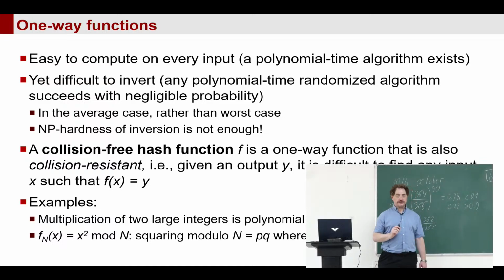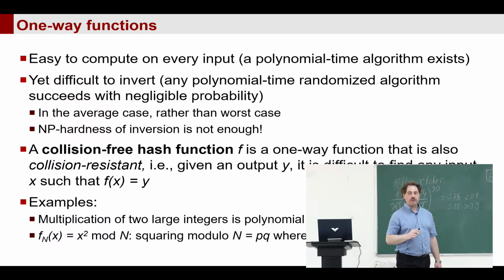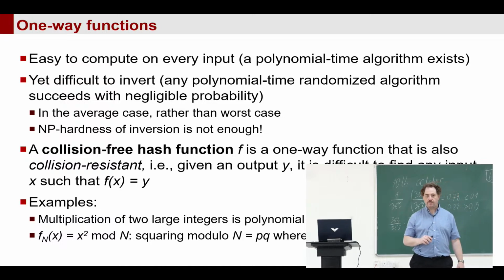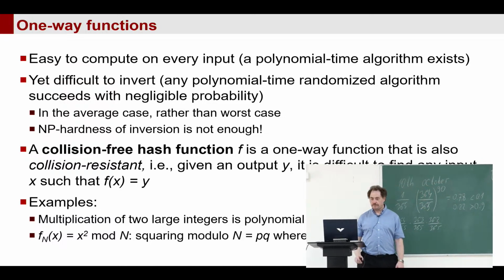That's not enough for us. We want the average case to be hard, not just the worst case. Because in cryptography, it's not enough that sometimes digital signatures would be difficult to break. We want digital signatures to be hard to break all the time, not just sometimes. So it's different from NP-hardness.